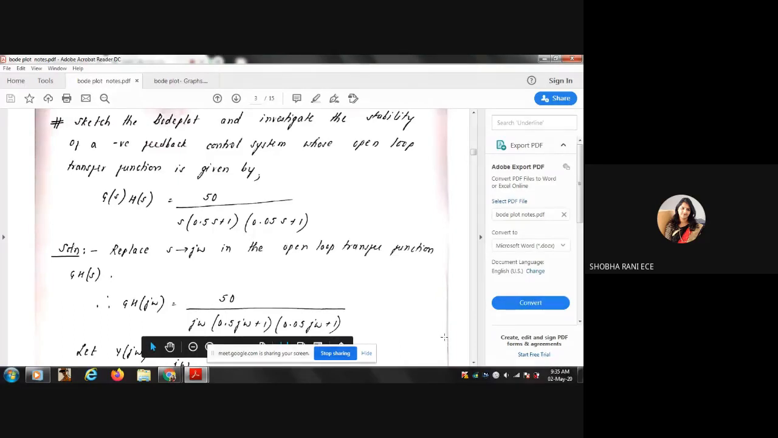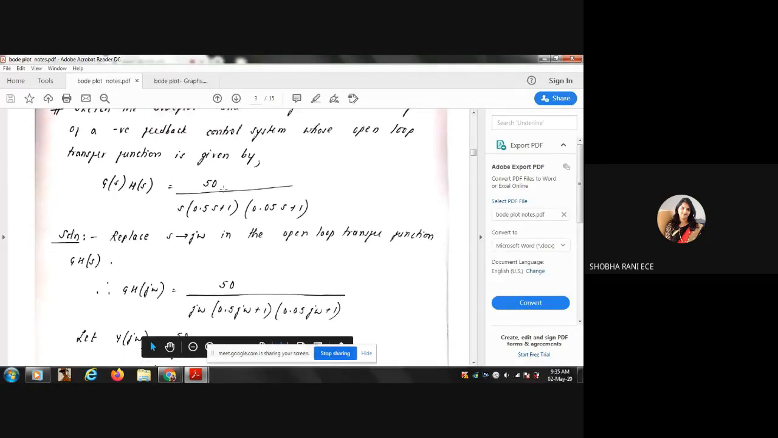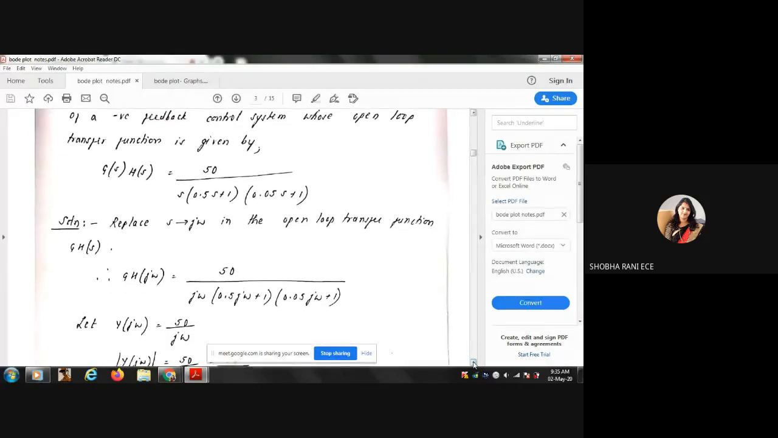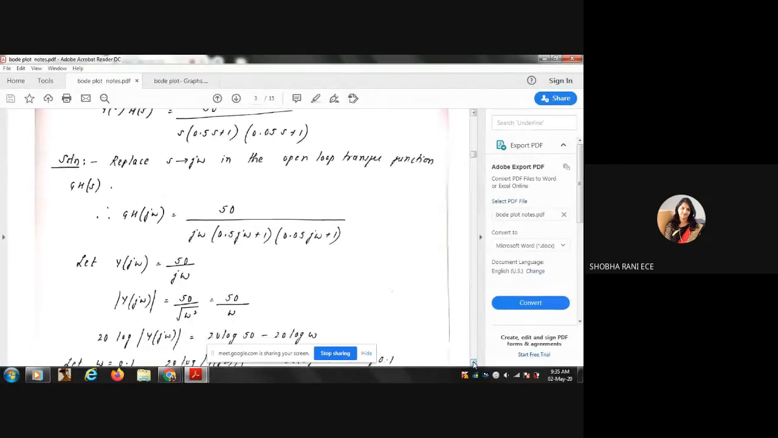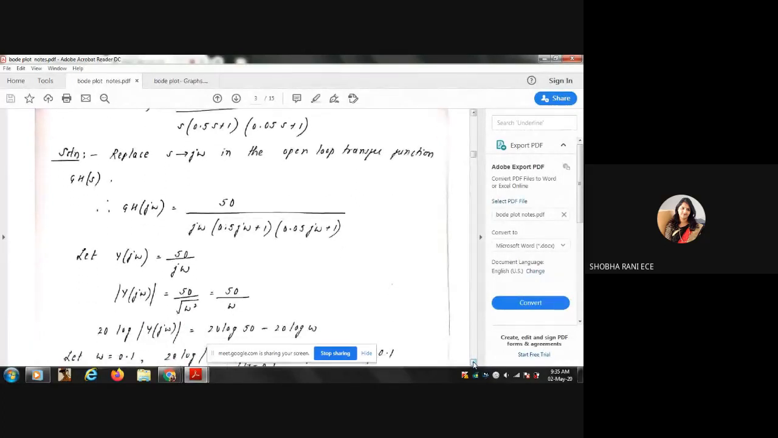So this was the first problem that I had taken, and for that, just look at the question: 50 by s into (0.5 s plus 1) into (0.05 s plus 1). For this problem, you have to sketch the Bode plot, and you have to find out whether the system is stable or unstable. So to do that, I will tell you the procedure that you are supposed to follow.